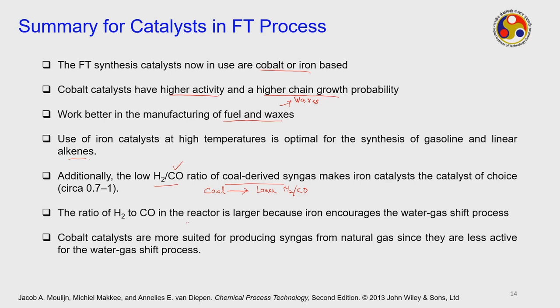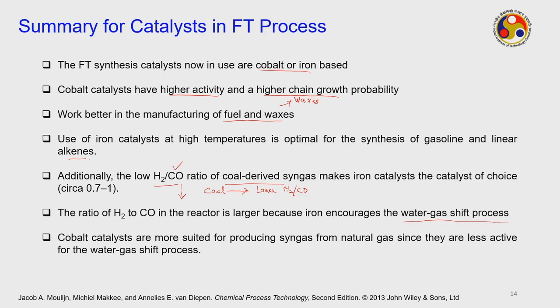The ratio of H2 to CO in the reactor is large because of iron. Why is it large? Because the CO gets converted by the water gas shift reaction. CO gets converted to CO2, so your CO concentration goes down. So it means the hydrogen is more. That's why we have written the ratio of H2 to CO in the reactor is larger, because iron encourages the water gas shift process.